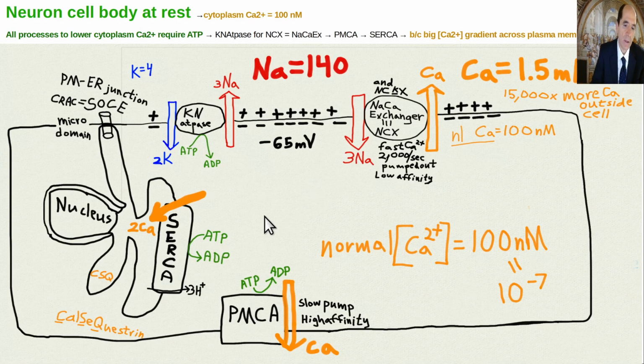Okay, so this is how it gets calcium out of the cytoplasm. You use ATP for the plasma membrane calcium ATPase. You need ATP generating the electrochemical gradient of sodium in order to run the NCX exchanger. And then you also need ATP to pump calcium into the endoplasmic reticulum.